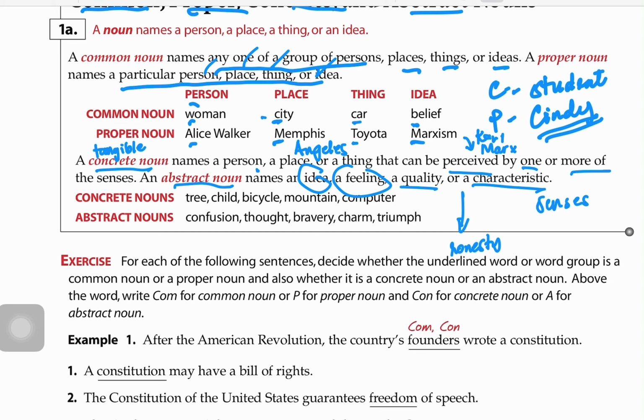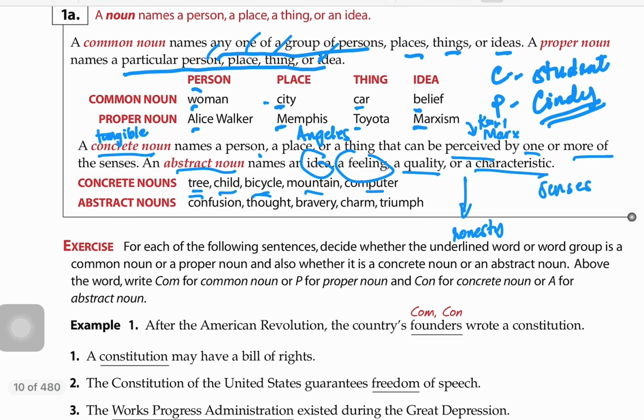So let's have examples. On concrete nouns, tree. You would see a tree. A child, you could touch. You could hold your child, hug your child, play with your child. You could perceive the child through your eyes. Bicycle, you could ride on a bicycle. Mountain. Computer. All of these are tangible. These are literally concrete, something that you could perceive through your senses. Abstract nouns, on the other hand, would include confusion, thought, bravery, charm, triumph. These are things that you would not be able to take a hold of.